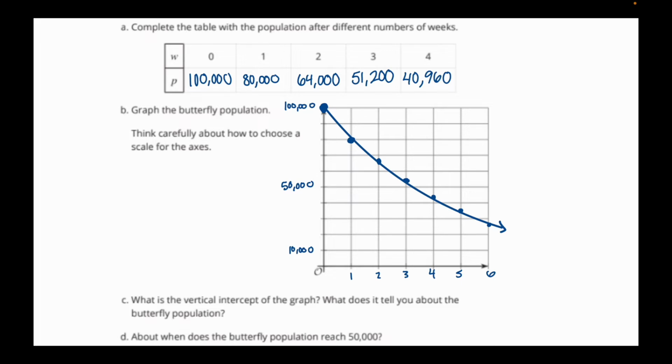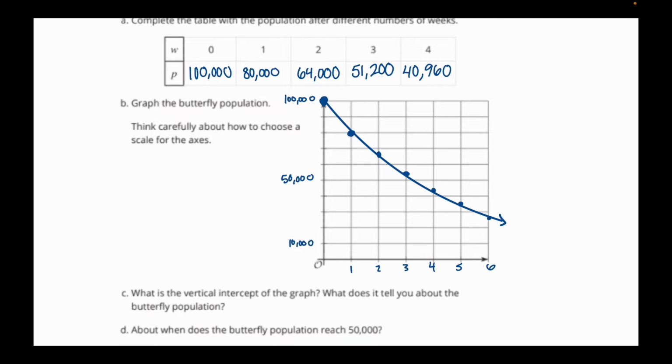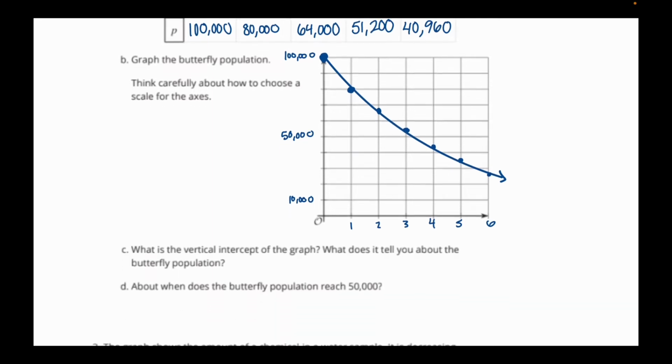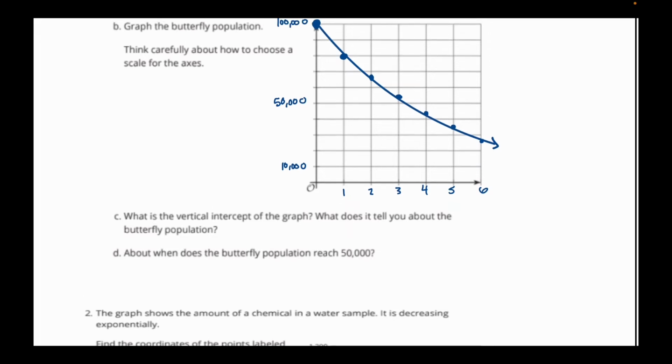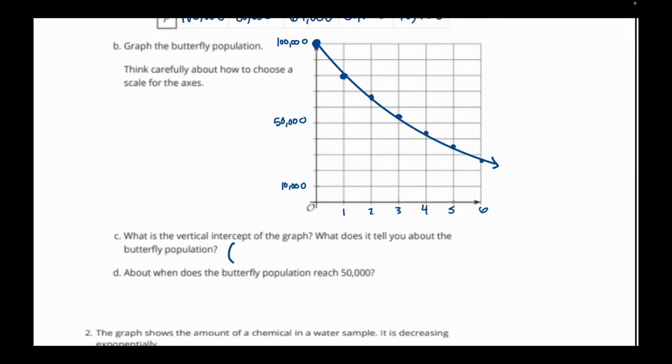Okay, what is the vertical intercept of the graph, and what does it tell you about the butterfly population? So if they're asking for the vertical intercept, that's that number, the 100,000. It's our initial value, but we're gonna label it as a point, just because whenever they refer to the vertical intercept, I like to actually give an actual point. So 0 and then 100,000.